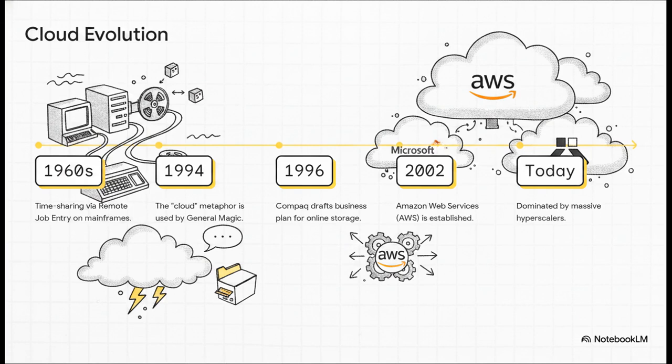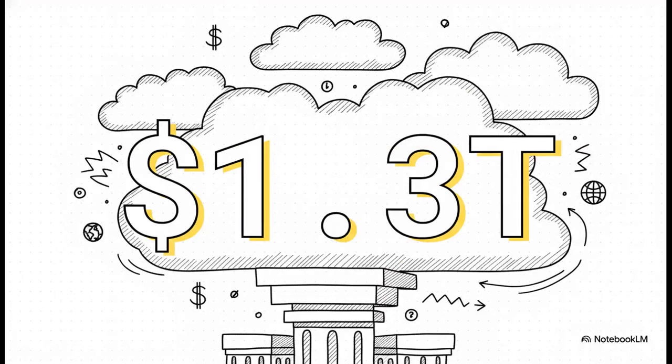Then a huge leap happened in 2002 when Amazon Web Services, or AWS, was established, which finally allowed developers to build applications independently. And that brings us to the modern era, which is absolutely dominated by massive hyperscalers like AWS, Microsoft Azure, and Google Cloud, providing infrastructure on a scale that was previously unthinkable. And when I say unimaginable scale, I literally mean trillions. $1.3 trillion to be exact.